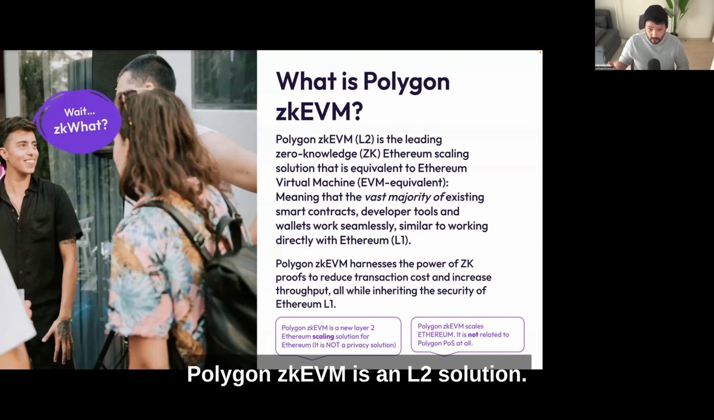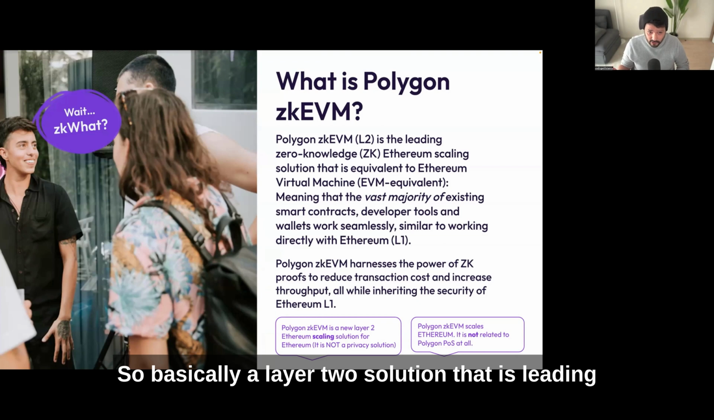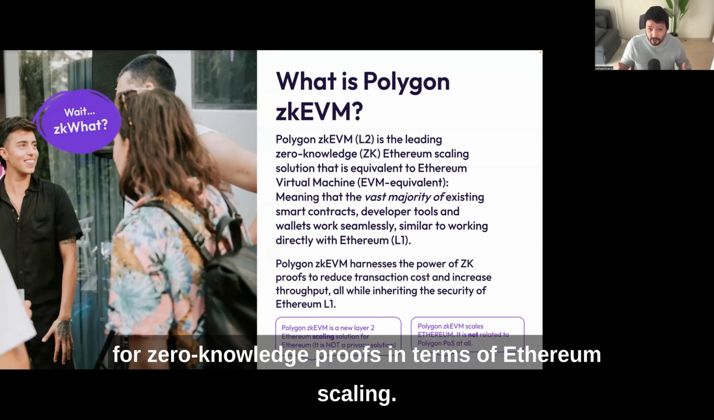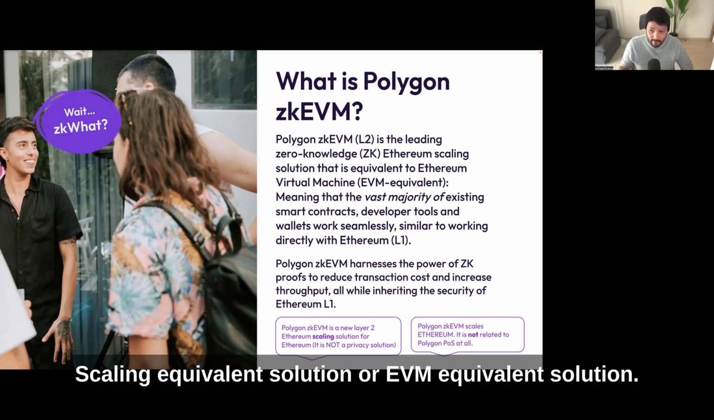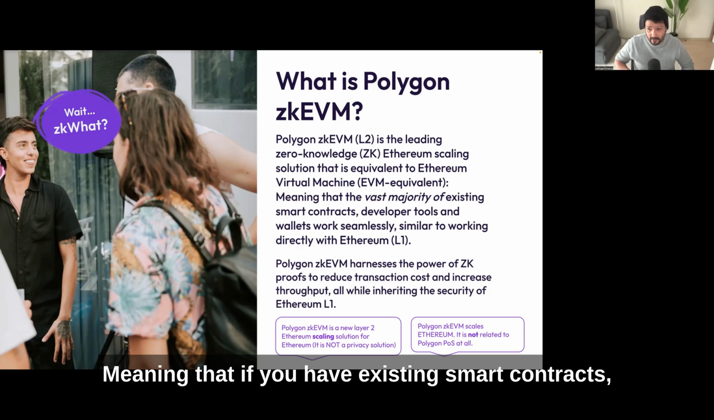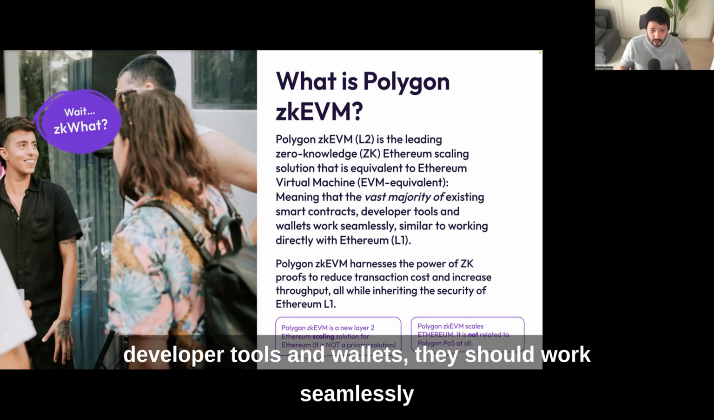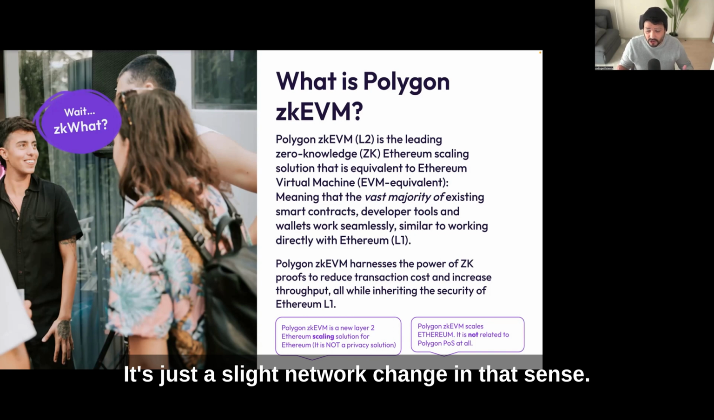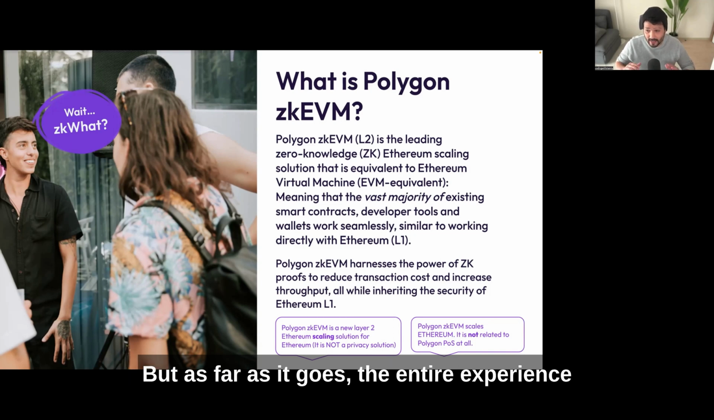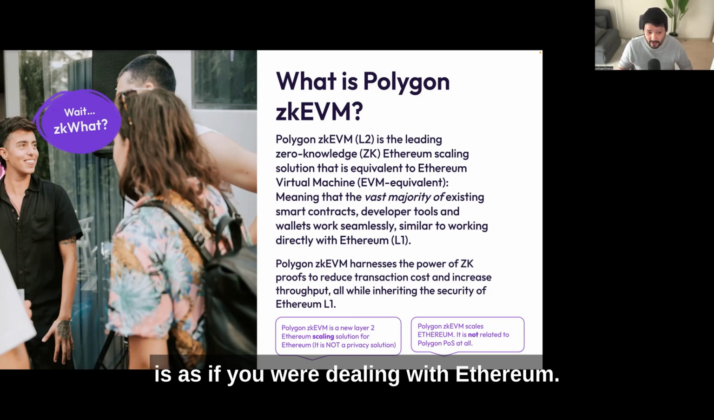Polygon zkEVM is an L2 solution, basically a layer 2 solution that is leading for zero knowledge proofs in terms of Ethereum scaling. What that means is that it's an EVM equivalent solution, meaning that if you have existing smart contracts, developer tools, and wallets, they should work seamlessly as if you were dealing with Ethereum itself. It's just a slight network change, but as far as it goes, the entire experience is as if you were dealing with Ethereum.